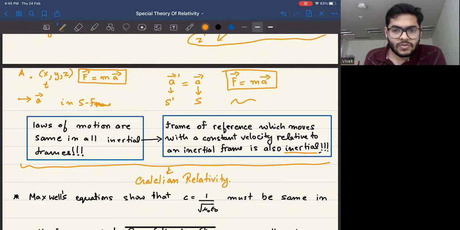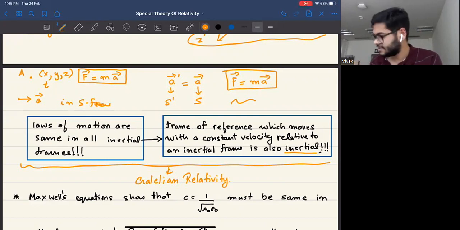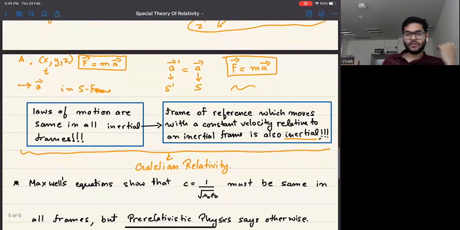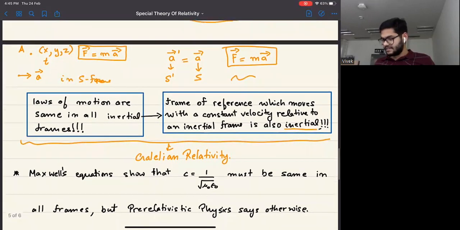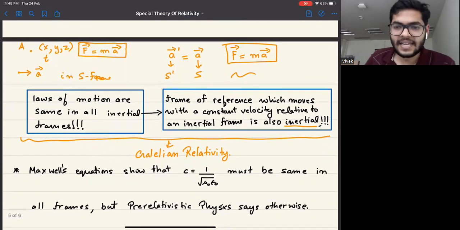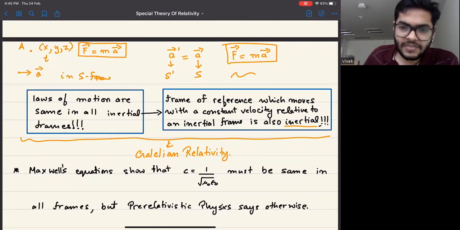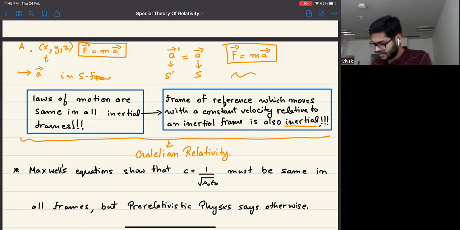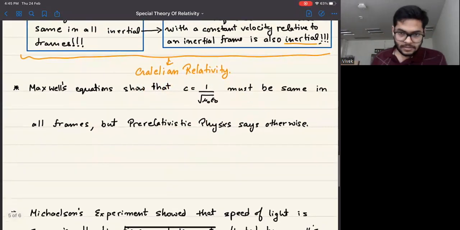All right. So far we have learned that Newton's first law and Newton's second law remain invariant when we go from one inertial frame to another frame which is moving with a constant velocity with respect to the first inertial frame. And based on this, we are saying that any frame of reference which is moving with a constant velocity relative to an inertial frame is also an inertial frame. All right. So far, so good.